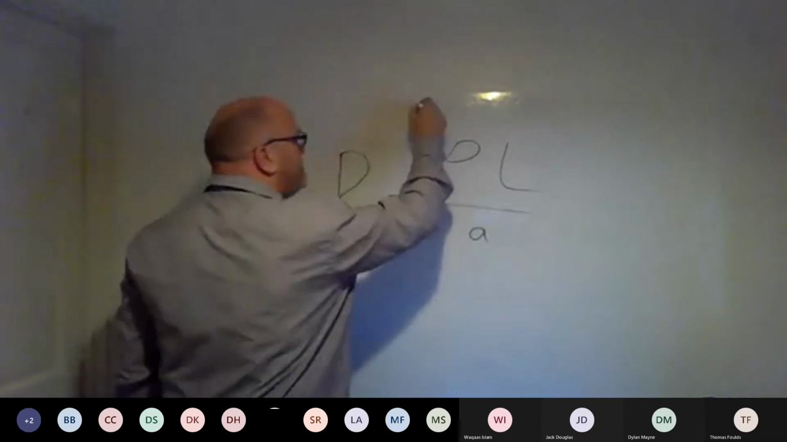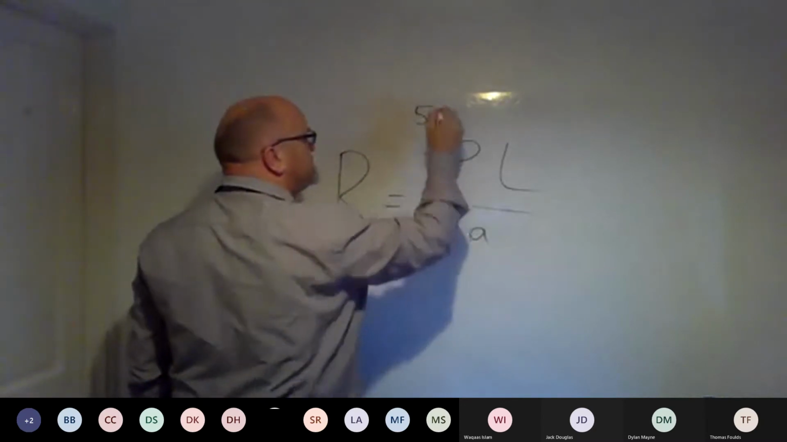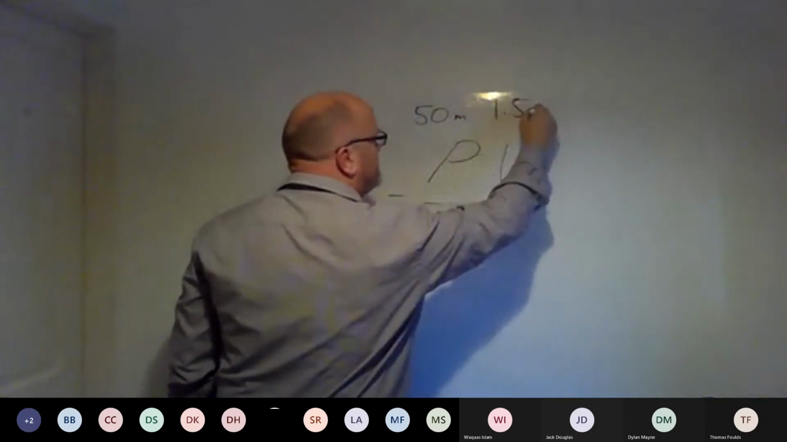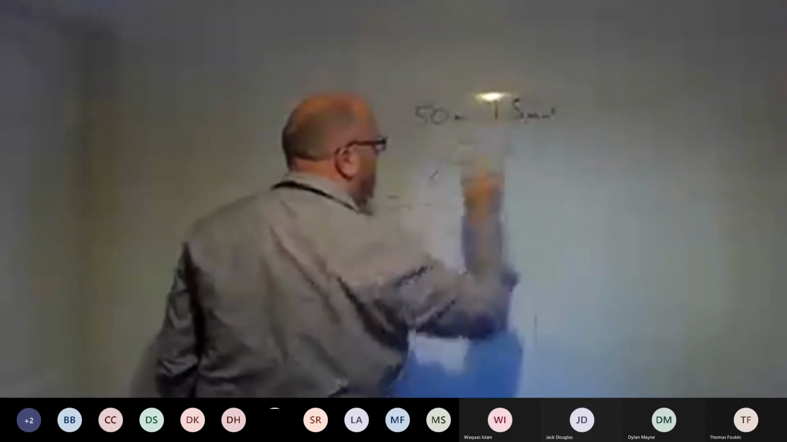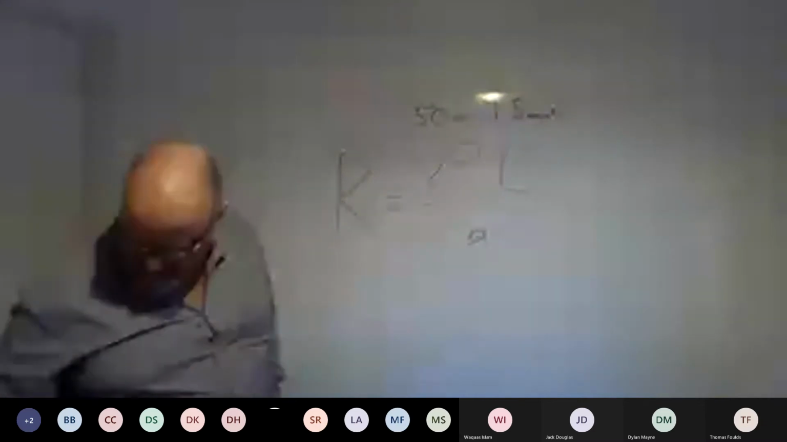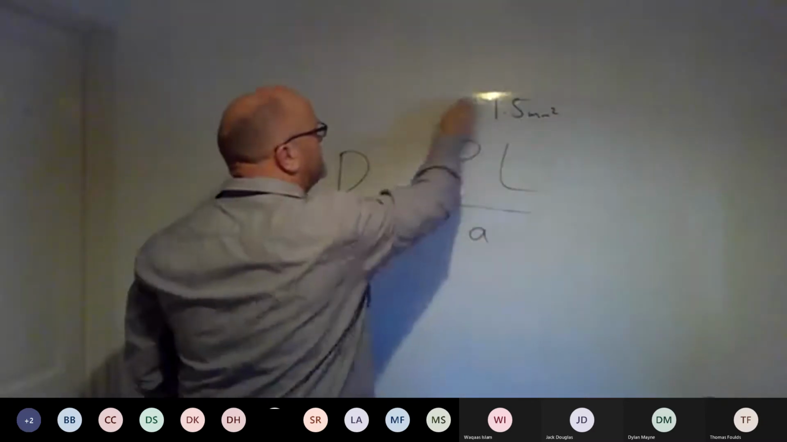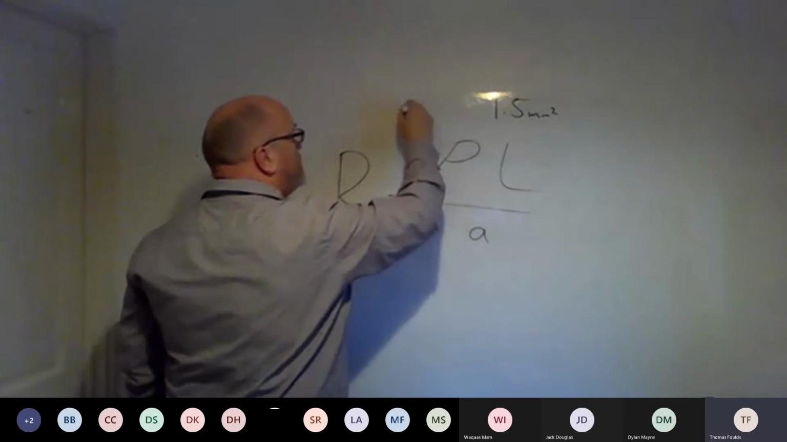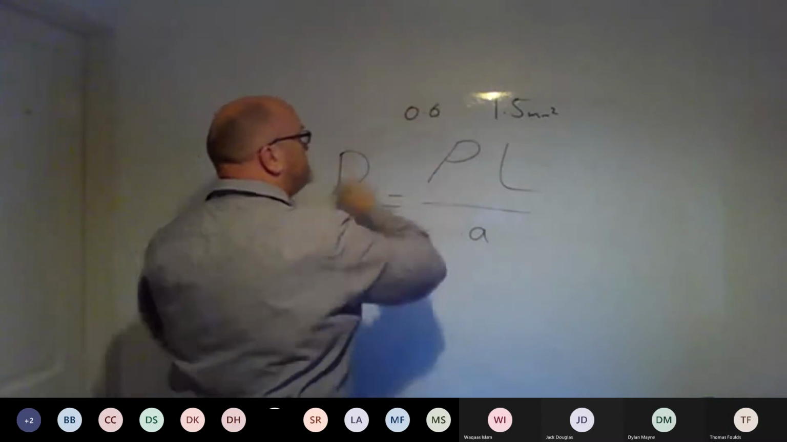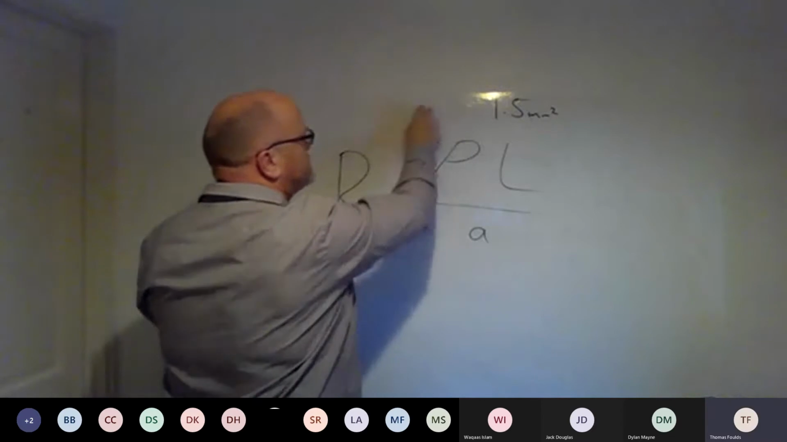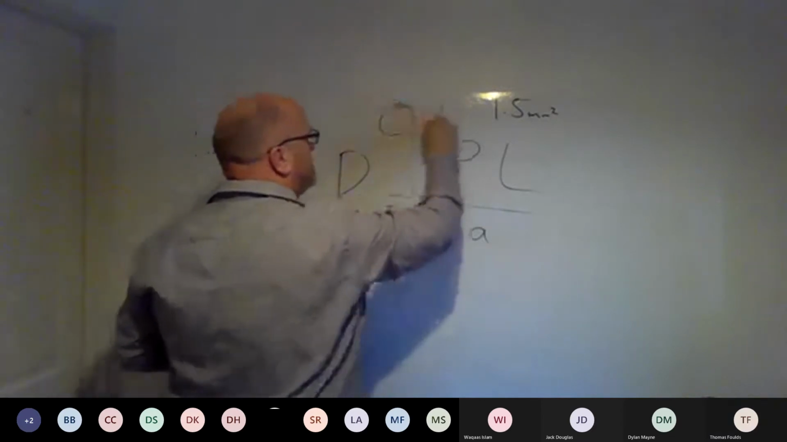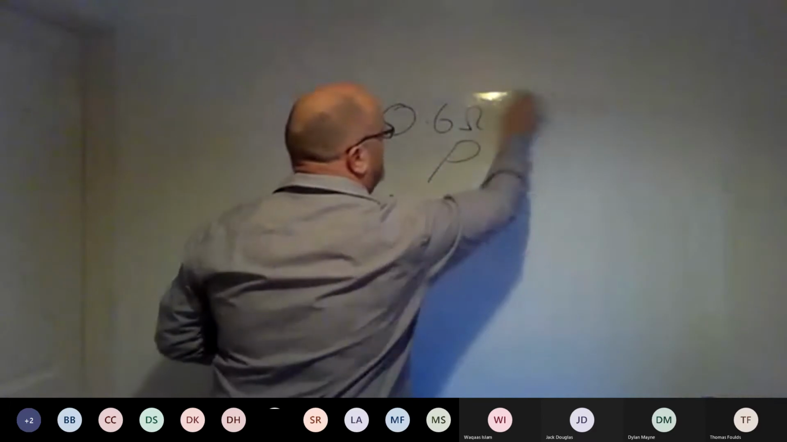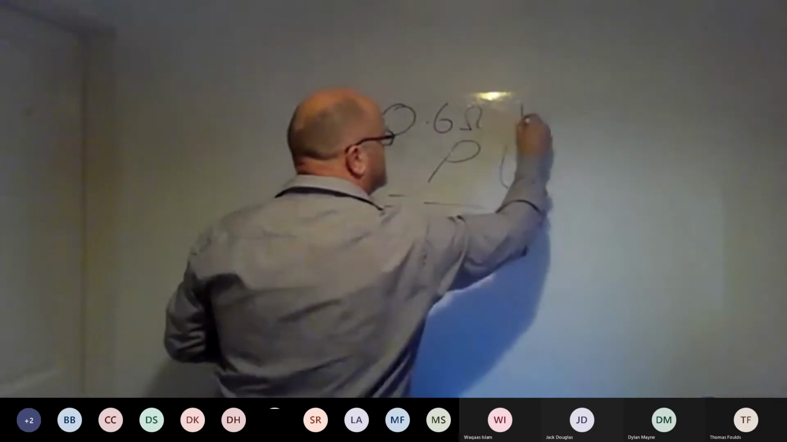Say I had 50 meters of 1.5 millimeter cable. How would I work out... Actually, no, let's do it this way. Not 50 meters. Let's say I had a resistance reading of 0.6. Can you all see that, guys? I'll do it bigger. 0.6 ohms, and the cable itself is 1.5 millimeters squared.